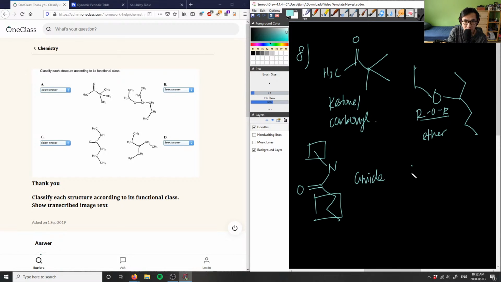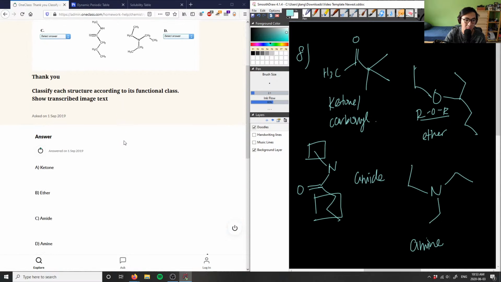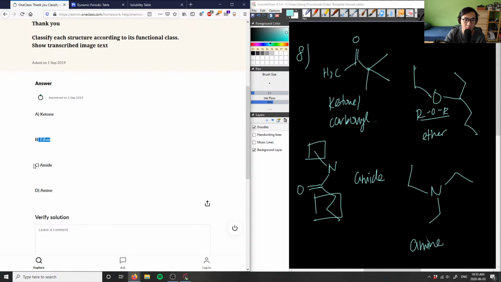And then finally, this guy here is simply an amine group, because I don't have the C double bond O, but I do have the nitrogen here. So these are my solutions: a ketone, a carbonyl group, an ether, an amide, and an amine. So a ketone, ether, amide, and amine. So the solution here is correct.